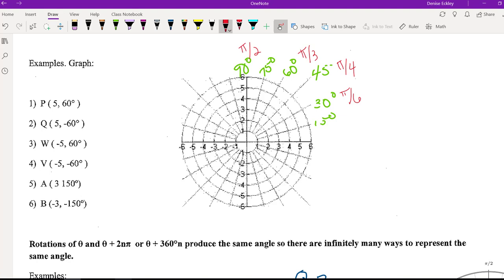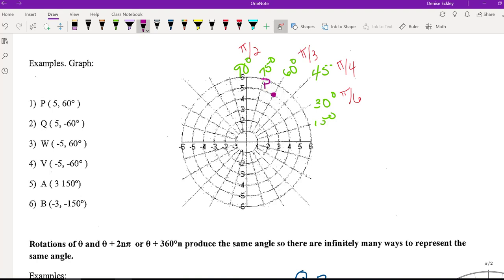All right, so how do you plot these? So let's go ahead and plot these points. So point P is 5 for r and 60 degrees for theta. So we go out along the polar axis to 5 here, and then we are going to rotate 60 degrees counterclockwise. So that would take us right to there. So now we've located that point.